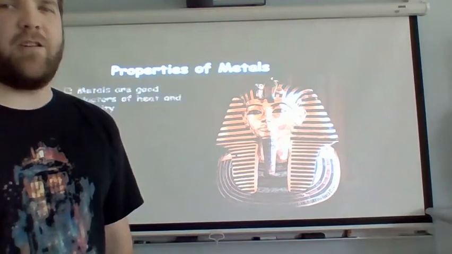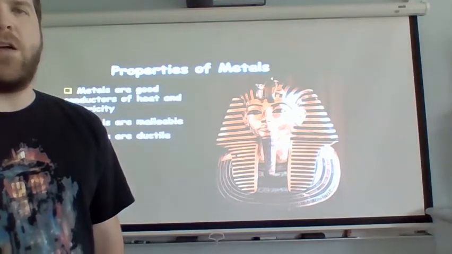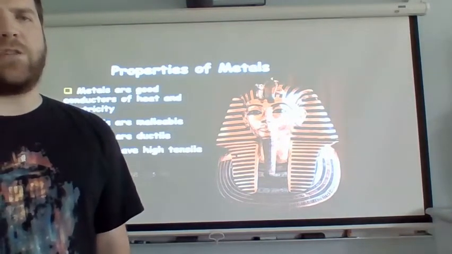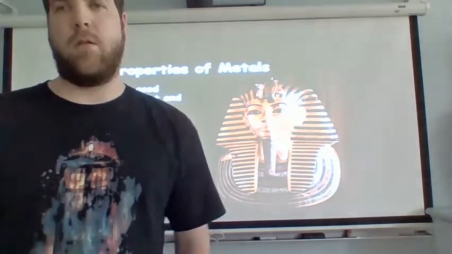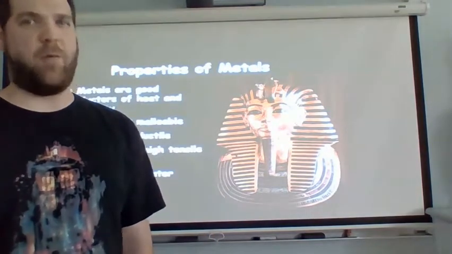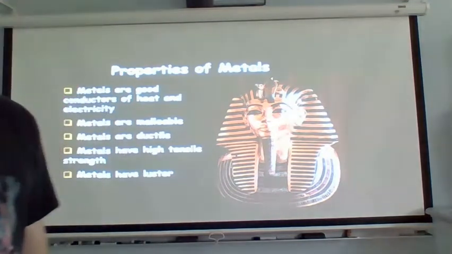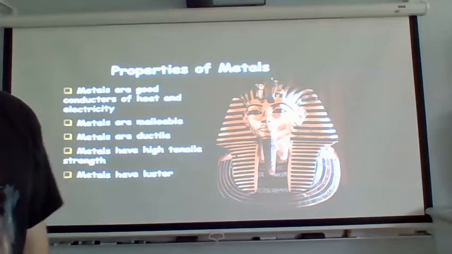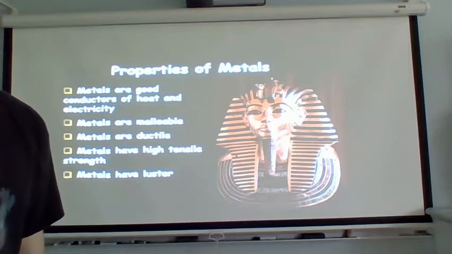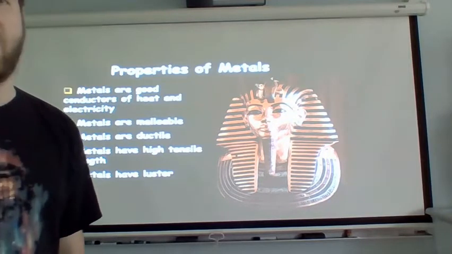But let's talk more about metals. Here are some properties of metals. Metals are good conductors of heat and electricity. They're malleable. This means they can be bent or hammered into shape. They are ductile, which means they can be drawn into wire. They have high tensile strength, and they have luster. This just means that they're shiny.